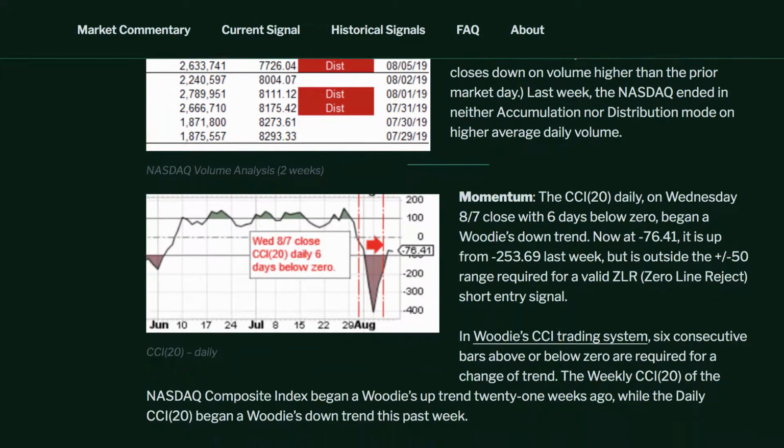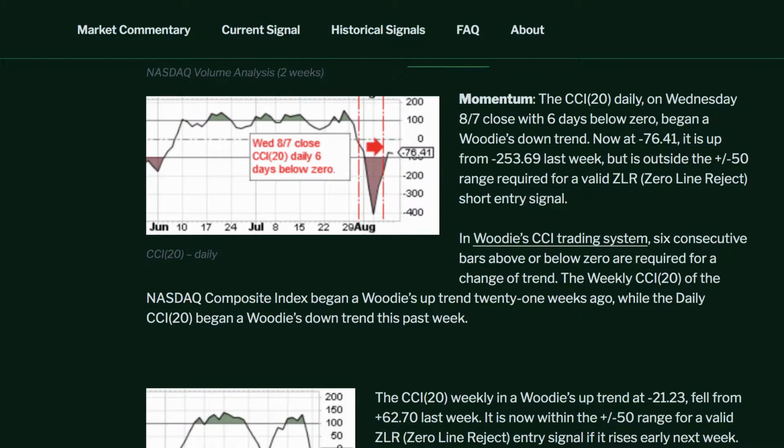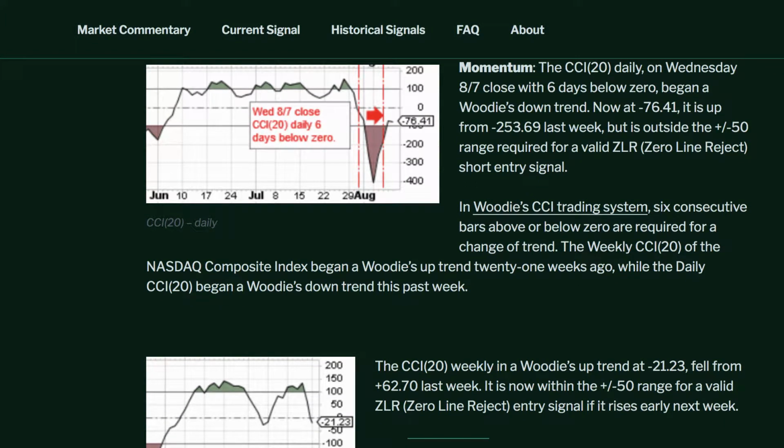Momentum. The CCI 20 daily on Wednesday 8/7 close, with 6 days below zero, began a Woody's downtrend. Now at negative 76.41, it is up from negative 253.69 last week, but is outside the plus or minus 50 range required for a valid zero-line reject short entry signal. In Woody's CCI trading system, 6 consecutive bars above or below zero are required for a change of trend.